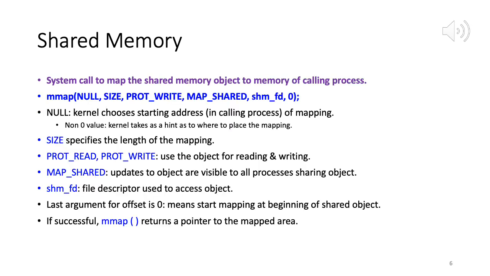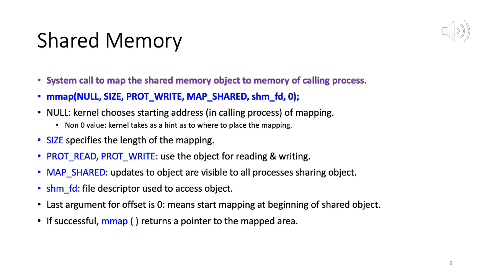Now I am on slide 6, and now we look at another system call for mapping. A system call to map the shared object to memory of the calling process. Note that with the previous shm_open system call, we created the shared memory object. So now what we need to do is map the shared memory object to the address space of a process.